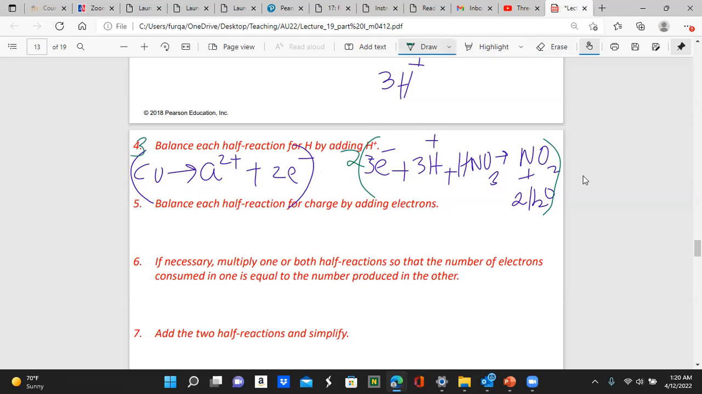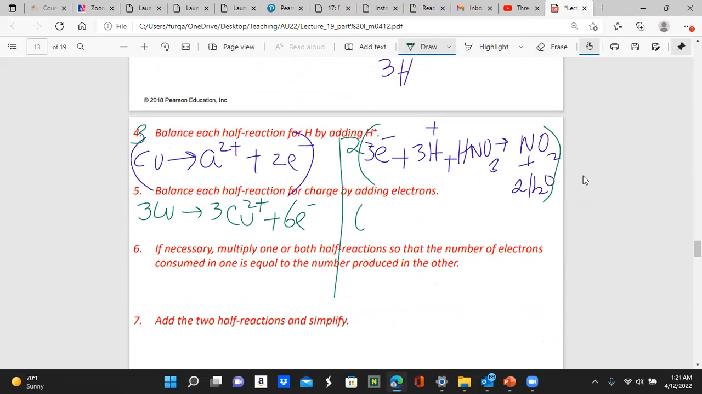Now, when we do that, that's going to be 3 coppers and 3 Cu2 pluses. Why is the font not working well? Cu2 pluses plus 3 times 2, 6 electrons. Okay, on the other half, it's going to be 6 electrons plus 6 H pluses plus 2 HNO3, and that's going to be 2NO2 plus 4H2O. Okay, this is what we have done here in step 6.